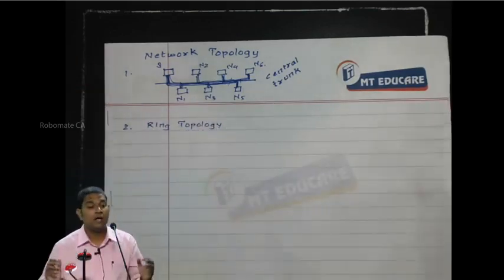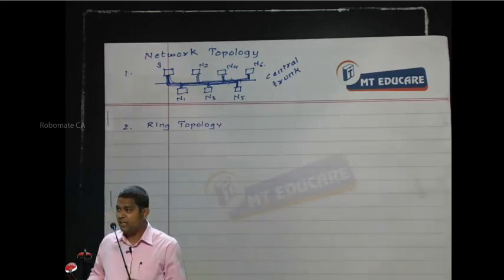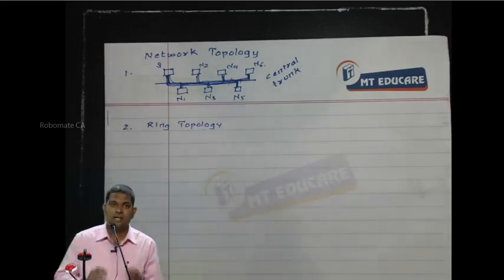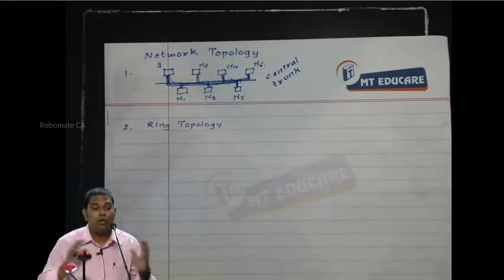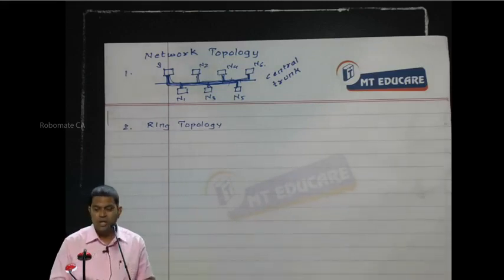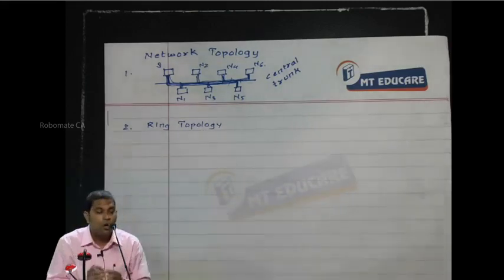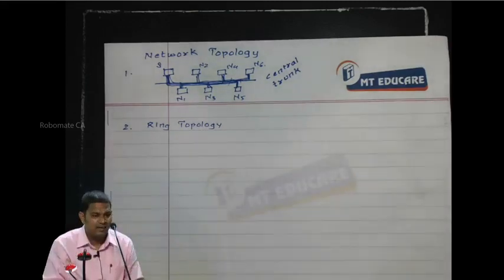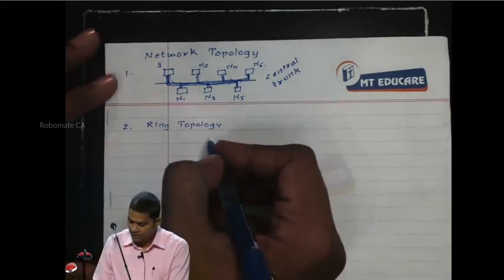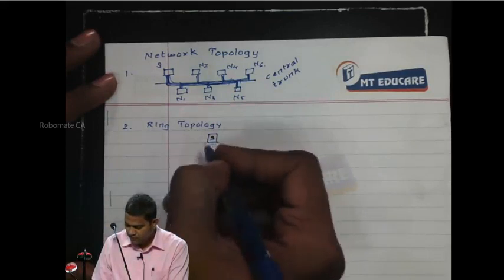It is called ring topology. Now, what is this ring topology? In a ring topology, obviously here we have a dedicated server. The server is connected to all the nodes to form a loop. Here, computers will be connected with each other to form a loop or a circuit. Here, we are having a server.